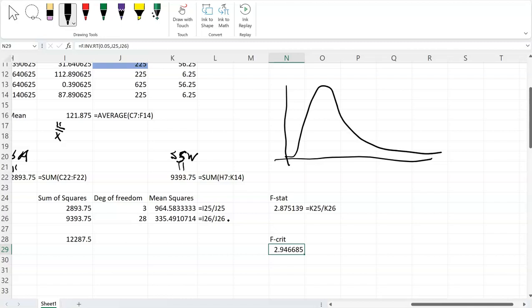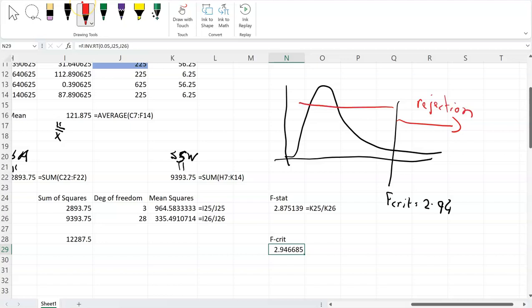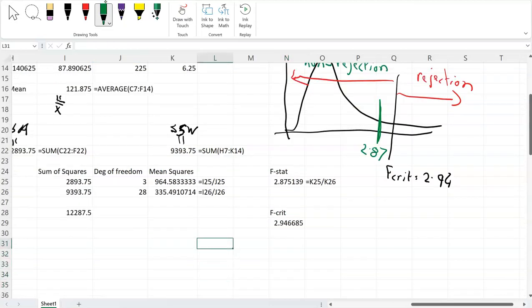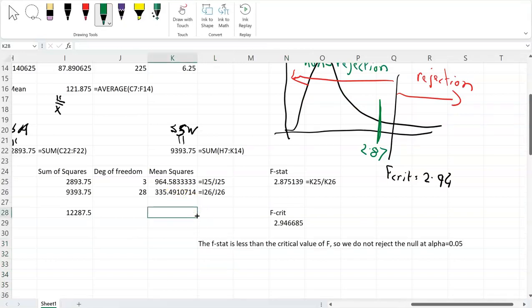From here, we can now draw our F graph, and we can see that my critical value is down here, 2.94. Any number to the right of that is the rejection region, and any number to the left is the non-rejection region. I find my F stat is at 2.87, which is right here, so it is in the non-rejection region. Our interpretation thus would be that the F stat that we calculated is less than the critical value of F, so we do not reject the null when alpha is 0.05.